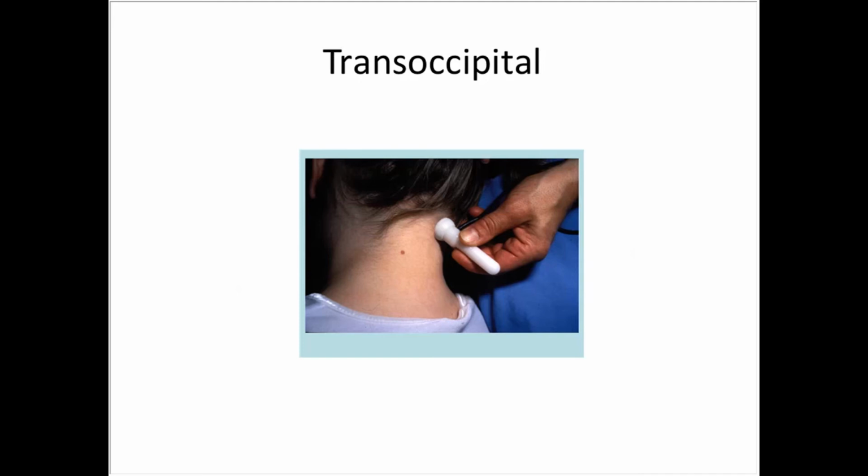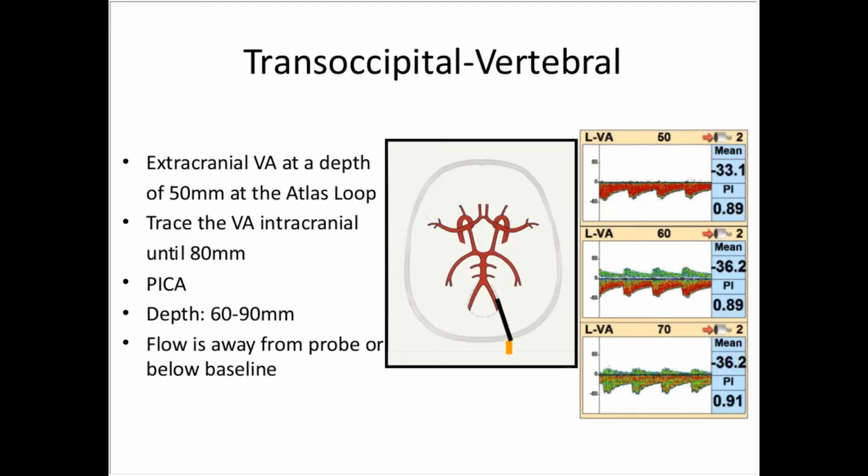Behind the neck is the transoccipital approach, and we insonate the posterior circulation through the foramen magnum. We begin at the hairline and below the bone. I like to start at the extracranial vertebral at a depth of 50 at the atlas loop. And this is just an example where we see flow velocity below baseline, but because it's a loop, you can also have flow above baseline. We trace the vertebral intracranially until about 80 millimeters.